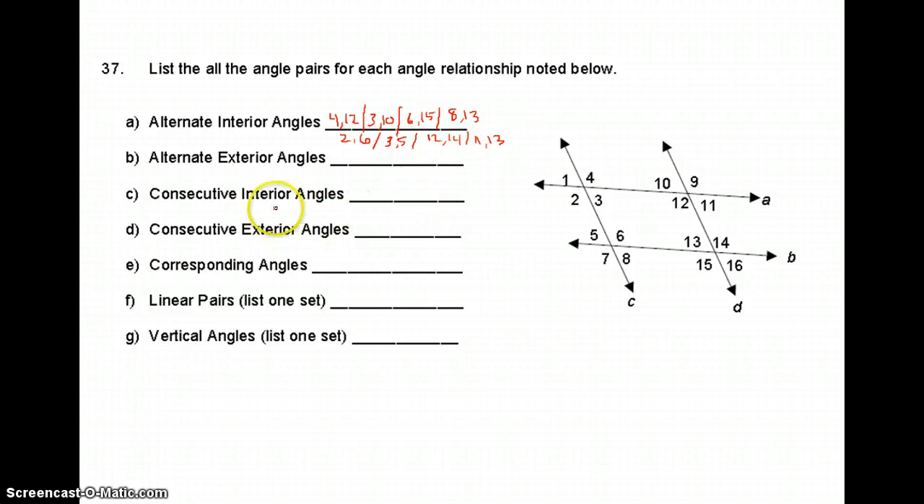Okay, I'm not going to do all these. Alternate exterior angles. Let's bring those down here. B. Alternate exterior: 1 and 8. 4 and 7. 10 and 16. 9 and 15.